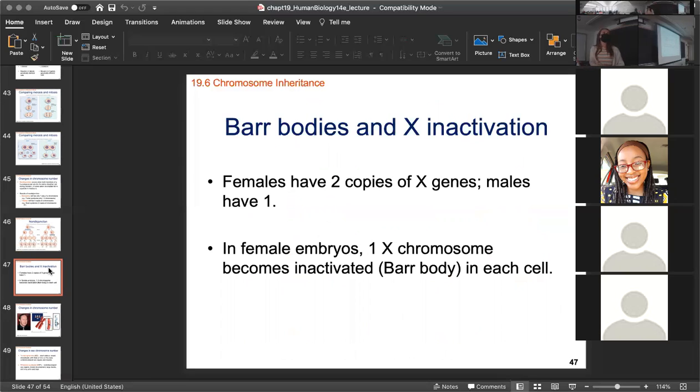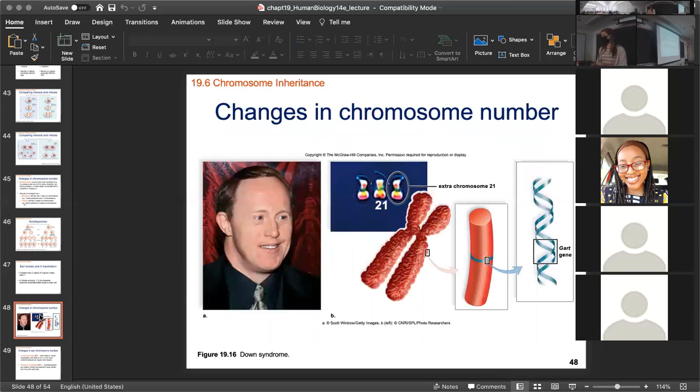So females, we know, have 2 copies of the X chromosome and males have 1. So in female embryos, one X chromosome becomes inactivated. This is called a bar body in each cell. That's just a little bit about how, when you think of like an egg cell, it's going to have 2 X chromosomes. One's just going to be inactivated necessarily.